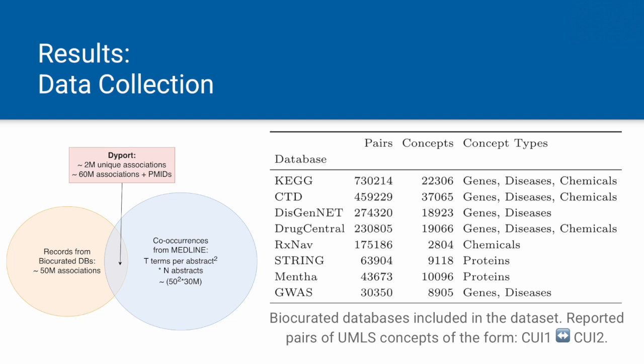This is how the data is obtained. We combine biomedical concept associations from biocurated databases, which are listed in the table on the right, and scientific abstracts from Medline. Then we perform cross-referencing, which leaves us with a set of high-quality concept associations that we can track over time and predict with multiple hypothesis generation systems.